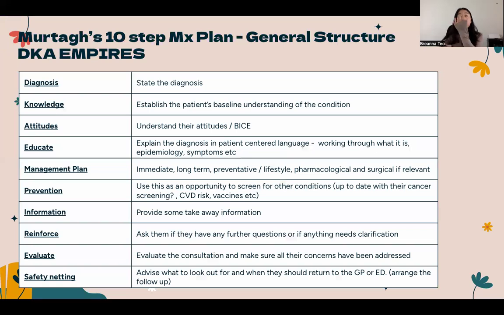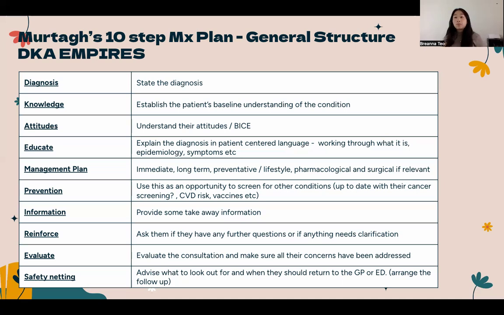So what I thought we'd start with is just looking at DKA EMPIRE. This is a nice general structure for when we do our management plans in GP. It stands for diagnosis, knowledge, attitudes, educate, management plan, prevention, information, reinforcement, evaluate, and safety netting. You don't necessarily have to follow it in this order, but I do like having it written down on my sheet during an OSCE, just so that I can tick it off as I go to make sure that I've covered everything that needs to be said when explaining a diagnosis or when diagnosing a patient with something or explaining something to them.